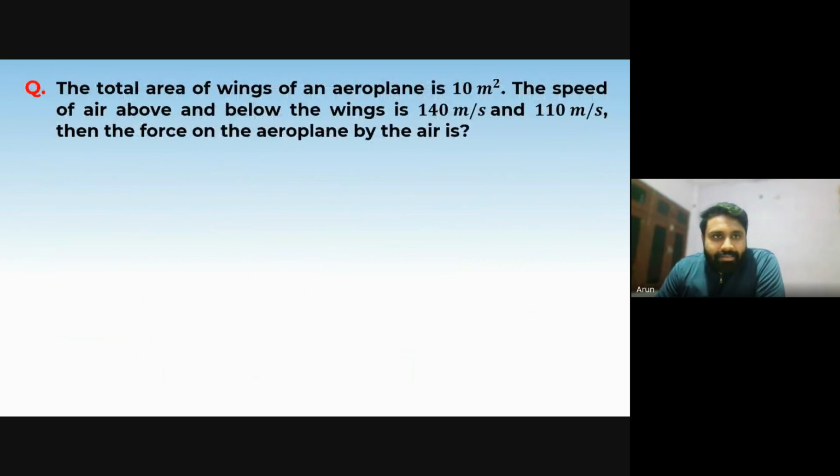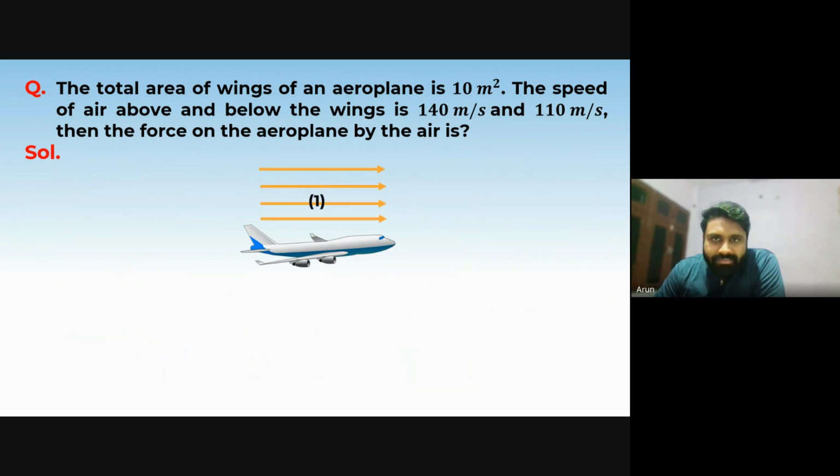Now, this is a question. The total area of the wings of an aeroplane is 10 meters square. The speed of the air above and below the wing is 140 meters per second and 110 meters per second. Then the force on the airplane by this air is. Now, we will solve this question.